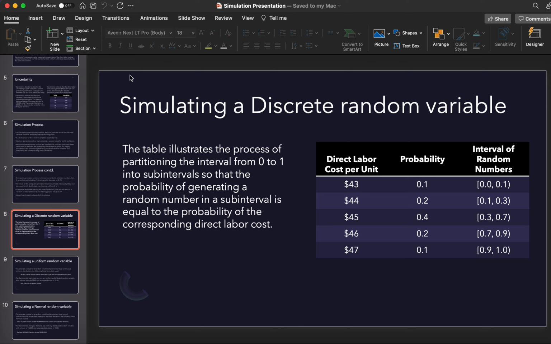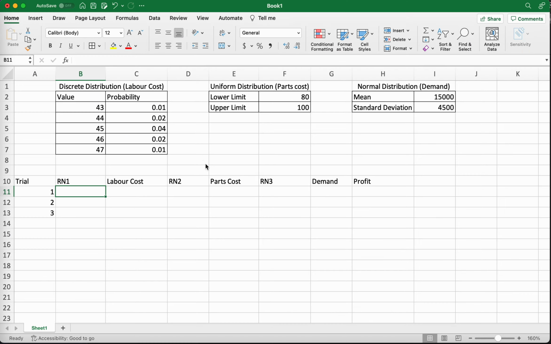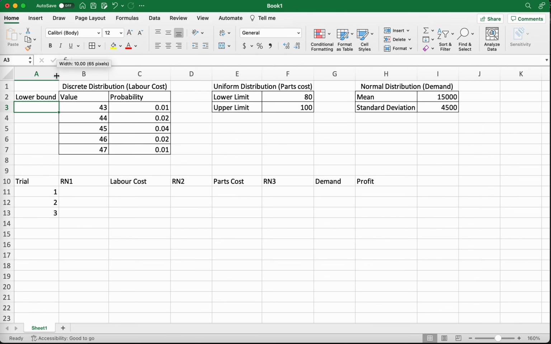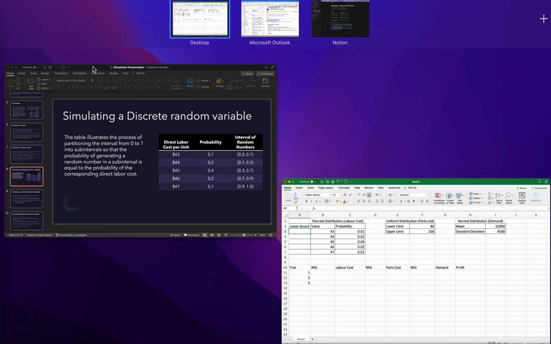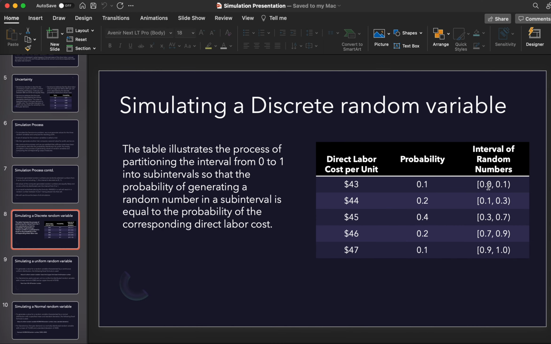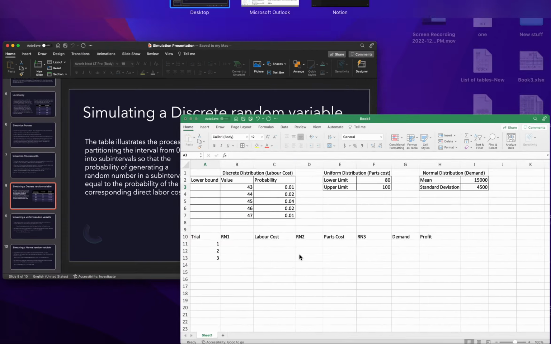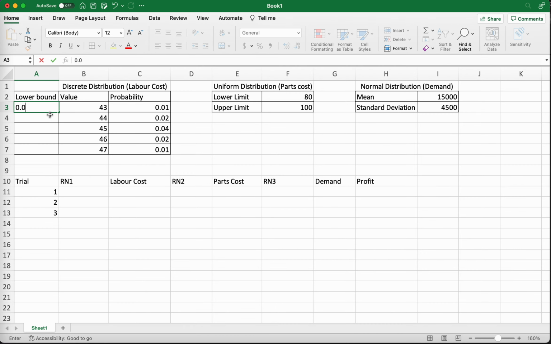And that's exactly how Excel does it using the VLOOKUP formula. So what we'll do is calculate the lower bound for the interval. Let me make this part of the table. The lower bound for the interval will always begin at 0. The first value for lower bound is always going to be 0, and then the rest will be based off of the probability values.